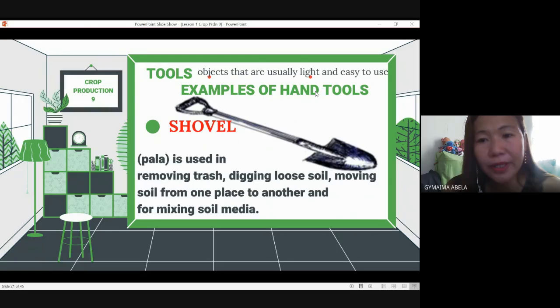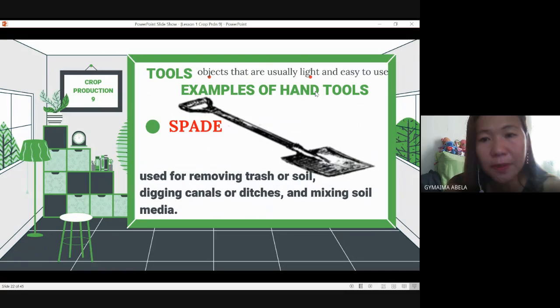So they differ in use. Shovel is used in moving soil because it has a shallow part, unlike the spade that has a flat top.